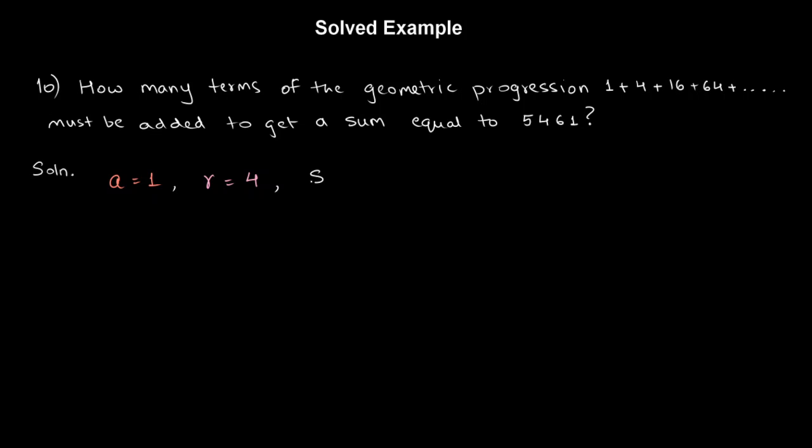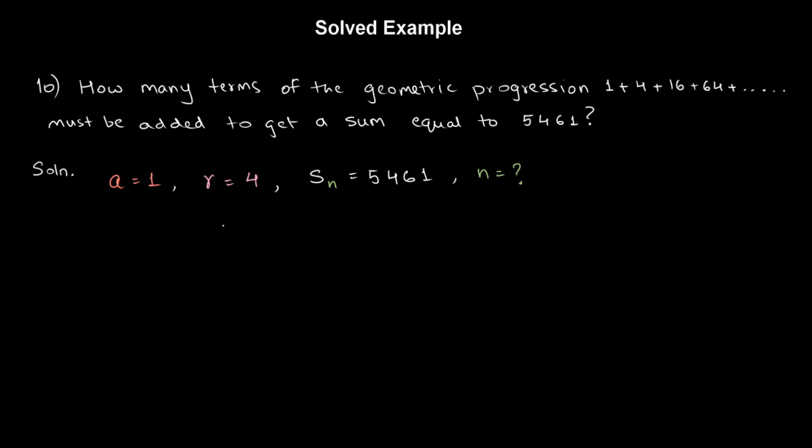5461. So that means the sum of n terms of the entire geometric progression is 5461. They've asked us to find how many terms, so in effect they've asked us to find the value of n in this question.